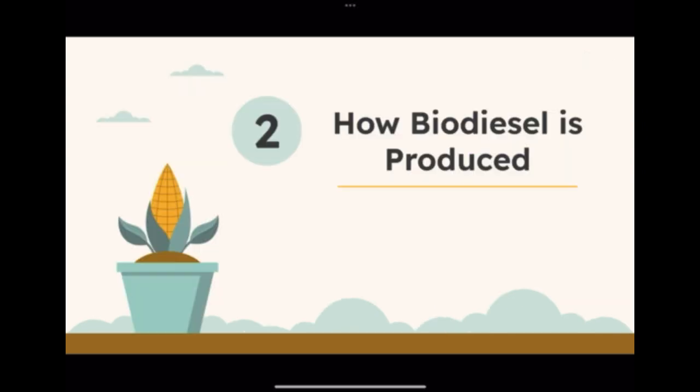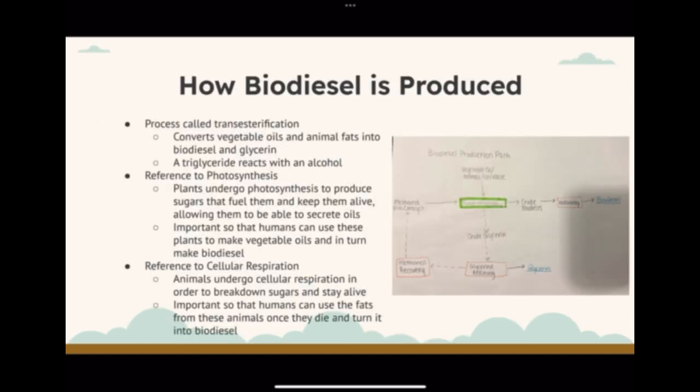So now I'll be discussing how biodiesel is produced. So biodiesel is produced through a process called transesterification. This converts vegetable oils and animal fats into biodiesel and glycerin. This occurs when a triglyceride reacts with an alcohol. And as you can see on the right, this is my visual of what actually happens.